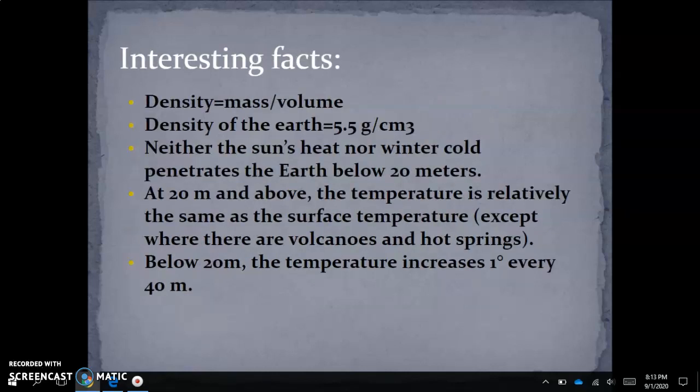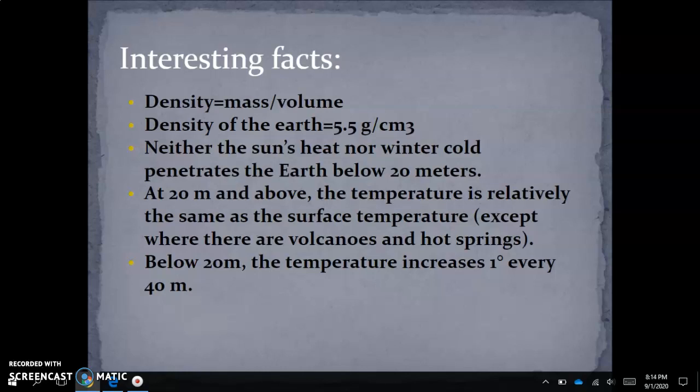And these are just some interesting facts to wrap up our lesson for the day. Density is something we didn't talk about at the beginning of our class, but it's something you'll probably deal with a lot in many of your science classes. It's just a measurement of mass divided by volume. Density will basically determine how well a substance floats, right? If you're less dense, you will be more likely to float on water. So if your density is less than the density of water, then you'll be able to float. The density of the Earth is 5.5 grams per centimeter cubed.